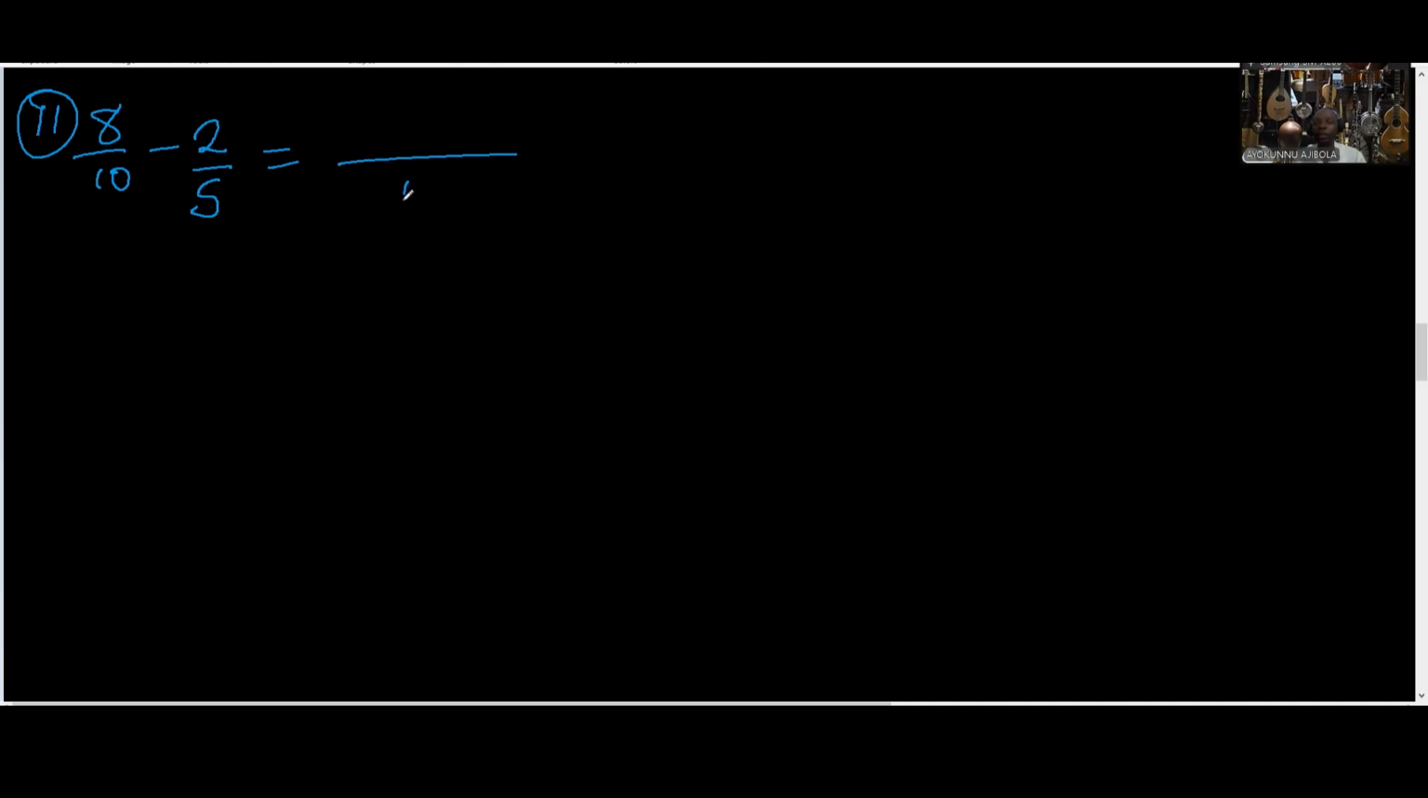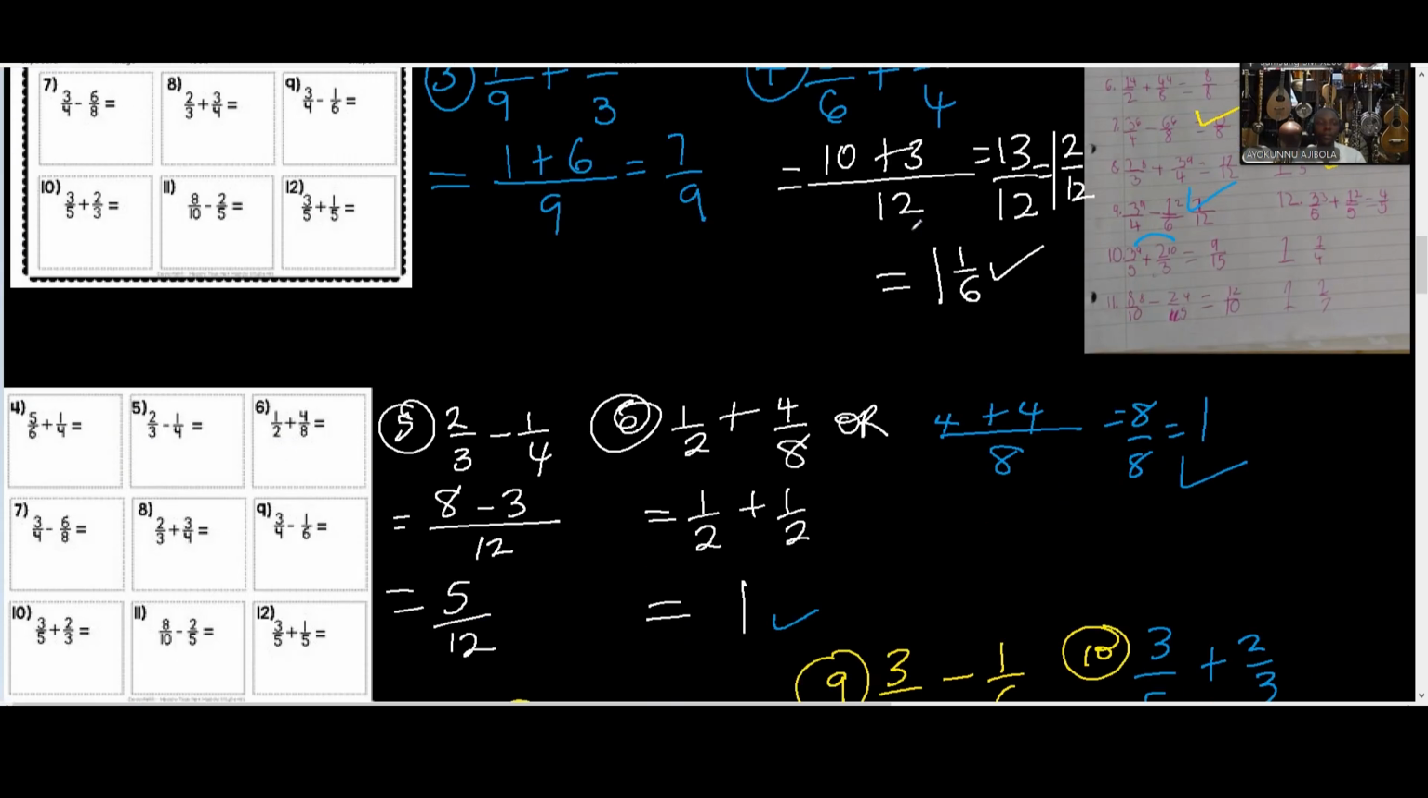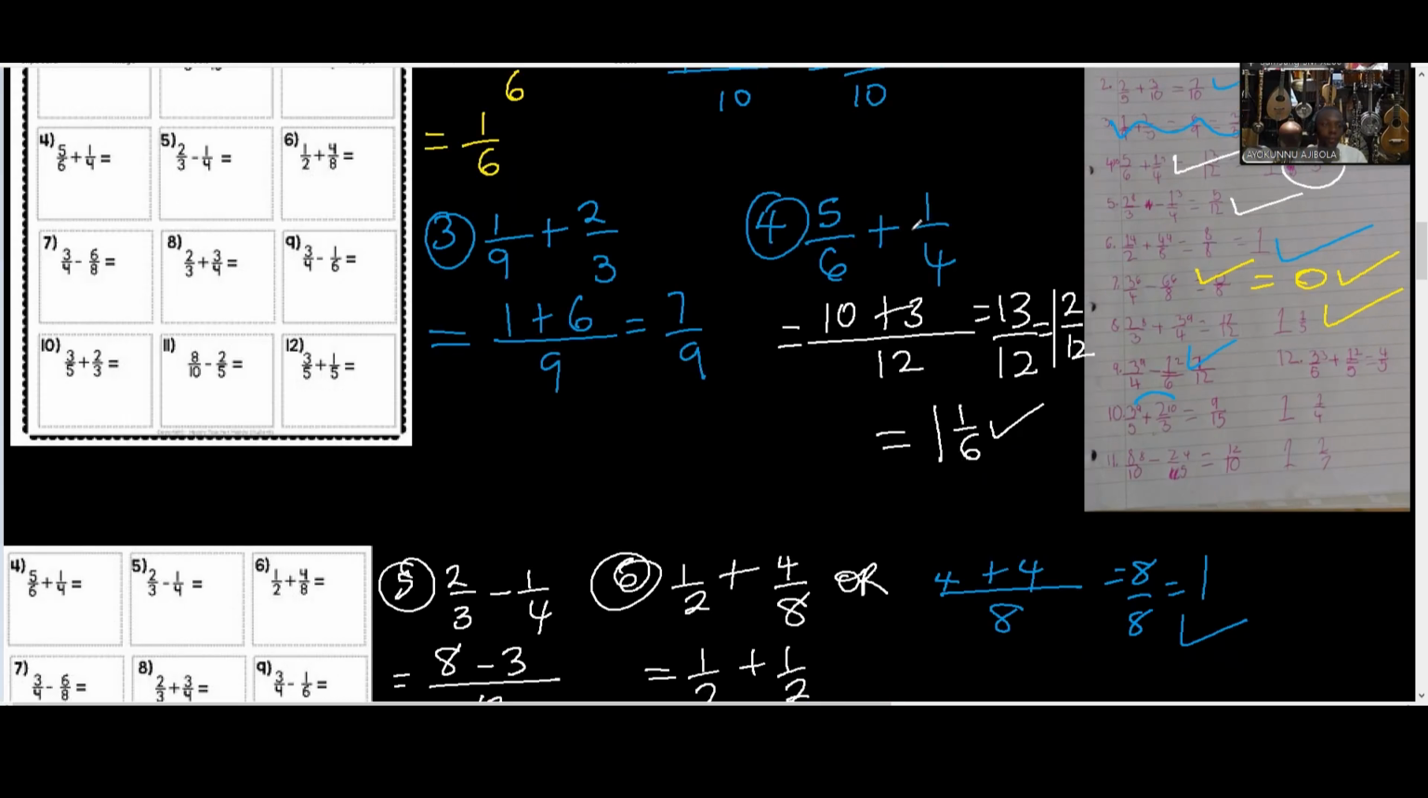The LCM is 10. 10 in 10 is 1. 1 times 8, 8. 5 in 10 is 2. 2 times 2, that's 4. 8 minus 4 is 4 over 10, which in turn is 2 over 5 in lowest form. So let's see whether you get 2 over 5 for number 11.